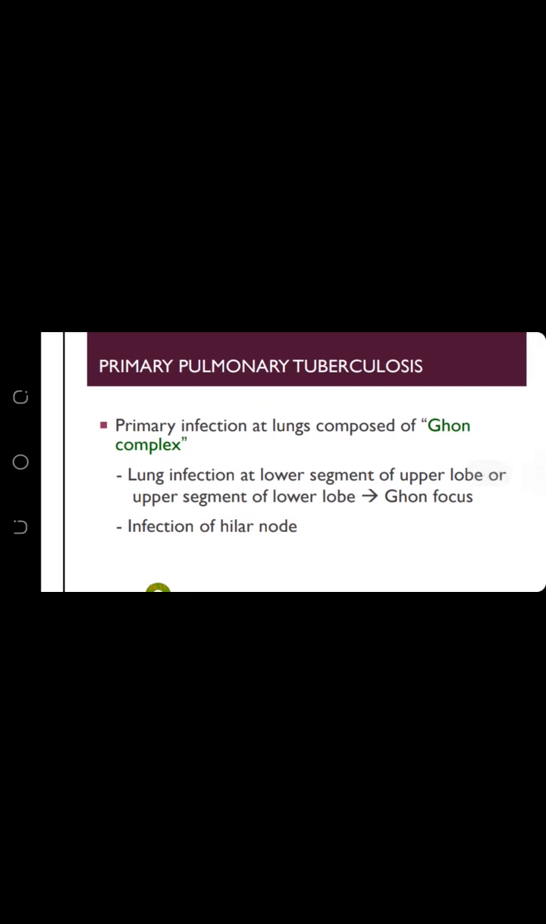Okay. Primary tuberculosis is an infection of the lung composed of the Ghon complex. It is a lung infection at the lower segment of the upper lobes. Remember, the upper lobe starts from the inferior part of the clavicle. That's where the upper lobe, the apex of the lungs, originates from, or the upper segment of the lower lobe, which is the Ghon focus, then infection of the hilar nodes.